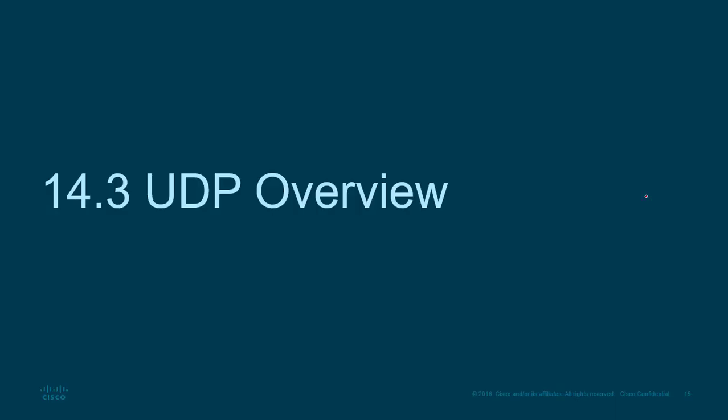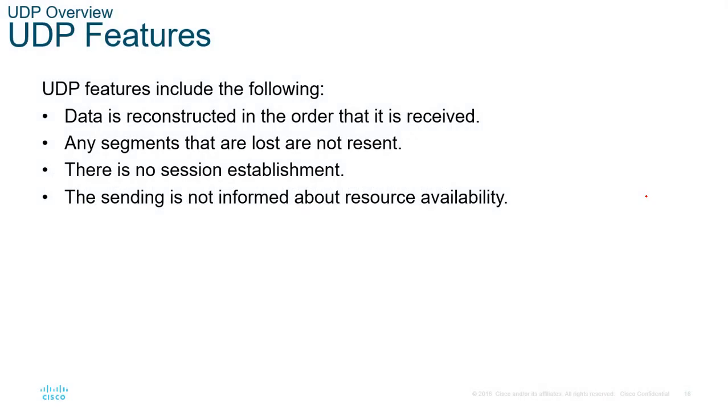Let's turn our attention specifically to the user datagram protocol. The user datagram protocol is a streamlined protocol, and it does not provide the same services that the transmission control protocol does at the transport layer. For instance, data is reconstructed in the order it's received. So there is no reordering of data.